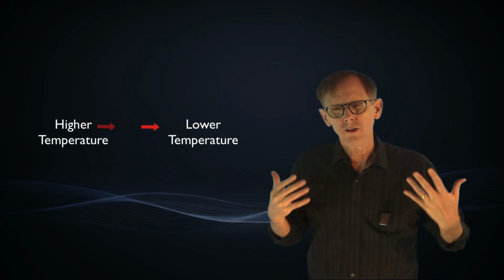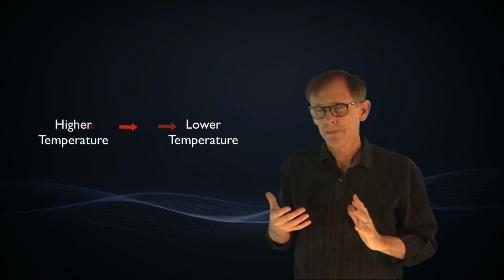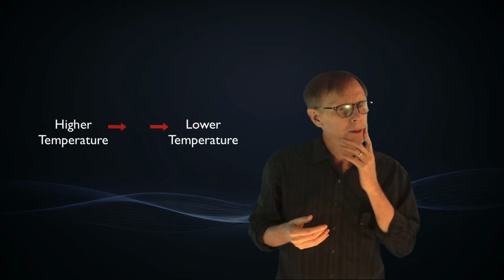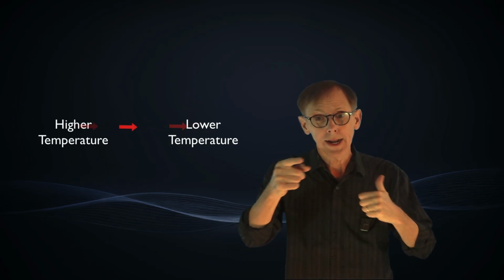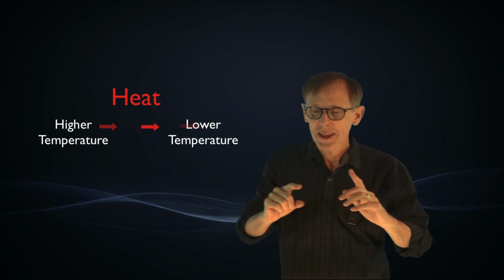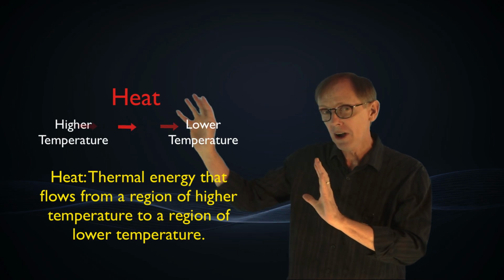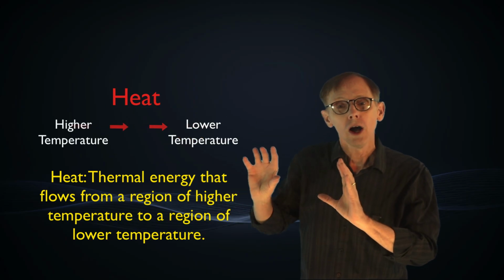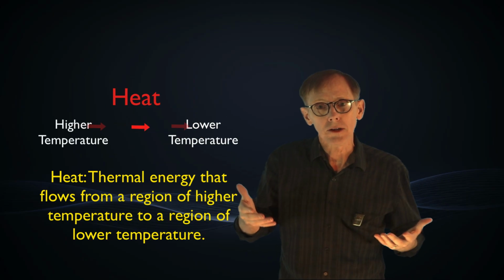We need a word to describe this flow of thermal energy. How about something that rhymes with beat? Great idea. Let's use the word heat. So here you go. Heat is thermal energy that flows from a region of higher temperature to a region of lower temperature. Hey, back to our hand experiment.